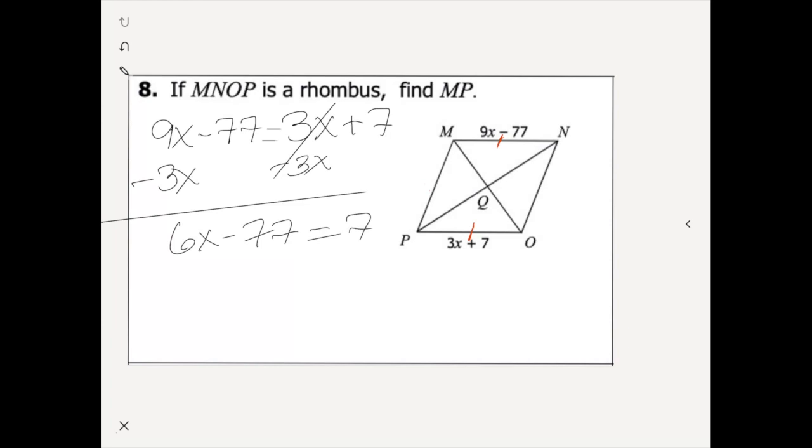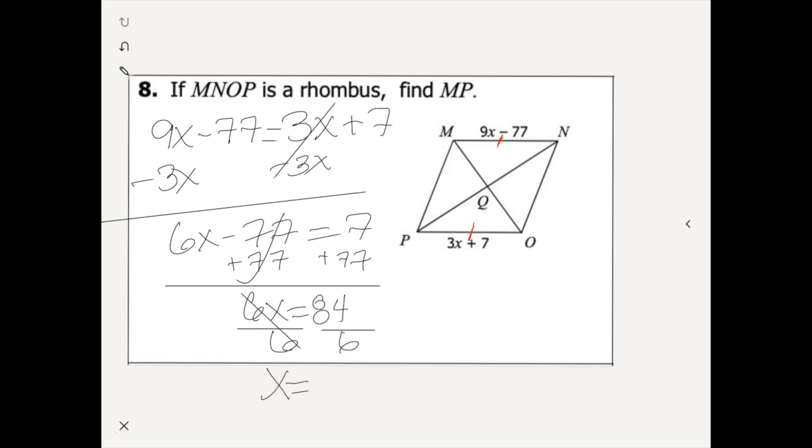You can add 77 to both sides. I have 6x is 84. Divide by 6. And you have x is 14. Again, they didn't ask us for x. They asked you to find MP.